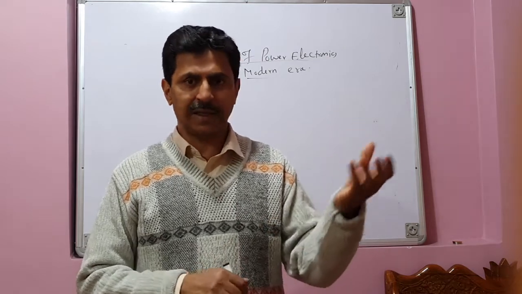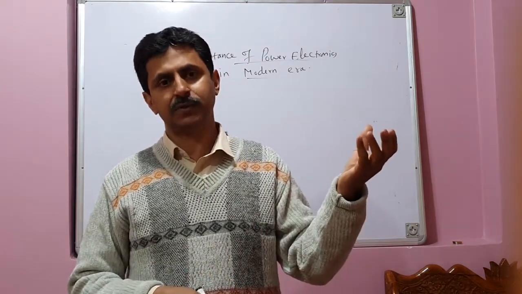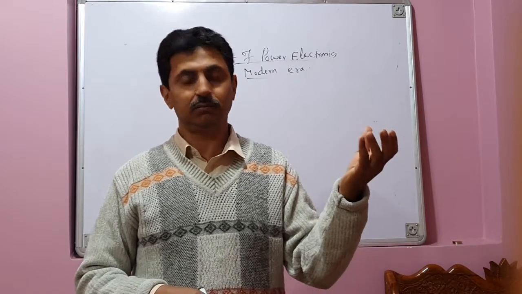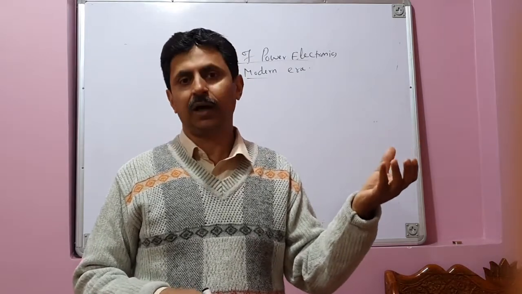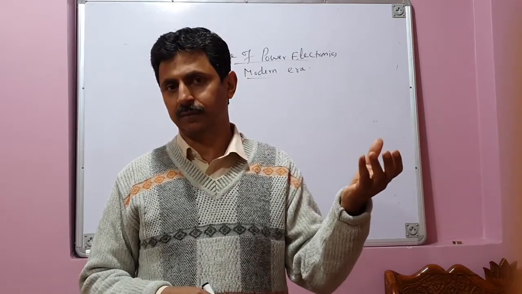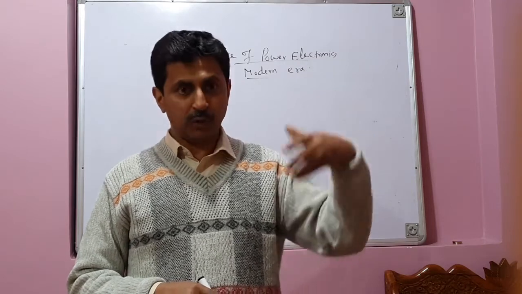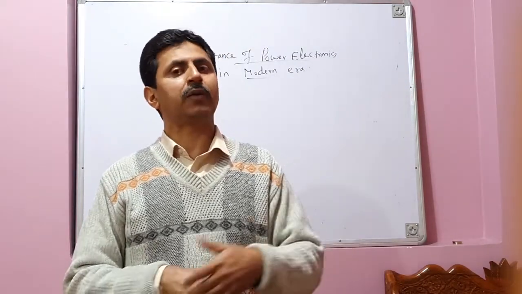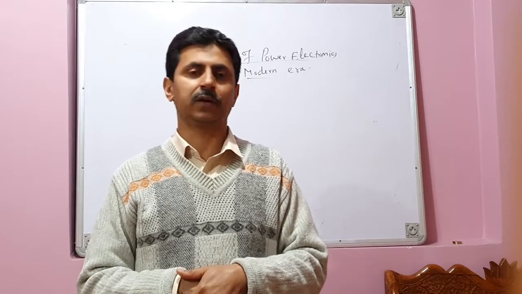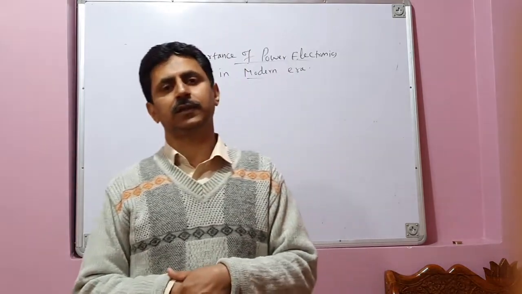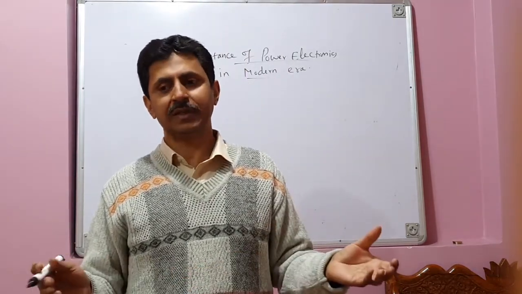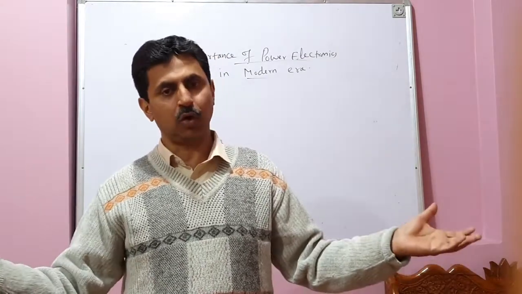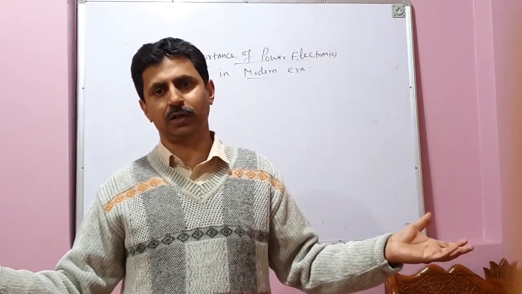Lighting system, LED bulbs. Nowadays we use LED bulbs, which are highly energy efficient lighting systems. They are based on power electronics technology. Before LED bulbs, we were using compact fluorescent lamps, CFLs. They were also based on power electronics technology. So therefore, it means that in your home, the whole lighting system is based on power electronics technology.